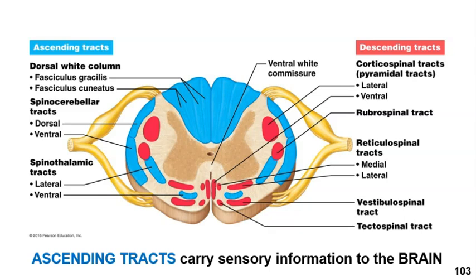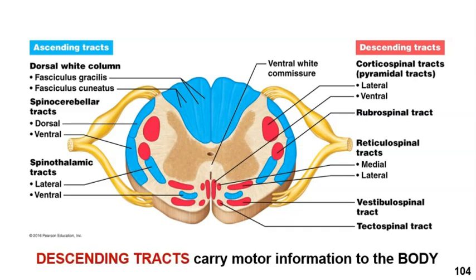The regions that are highlighted in blue represent the ascending tracts, that is, these are bundles of neurons, axons that are ascending and carrying sensory information from the body up through the spinal cord to the sensory interpretation areas in the brain. And the tracts that are highlighted in red are the descending tracts, that is, these are bundles of axons that are carrying motor commands from the brain down to muscles or glands that are located throughout the body.